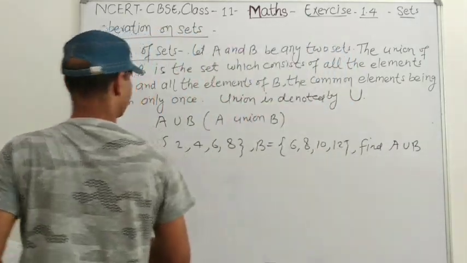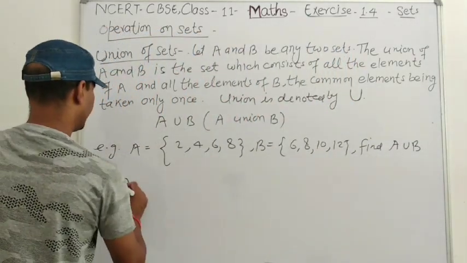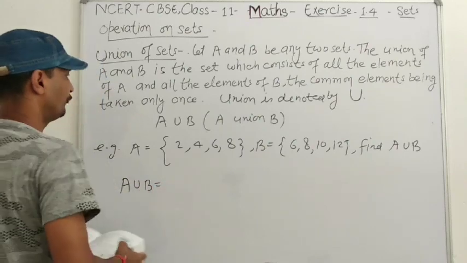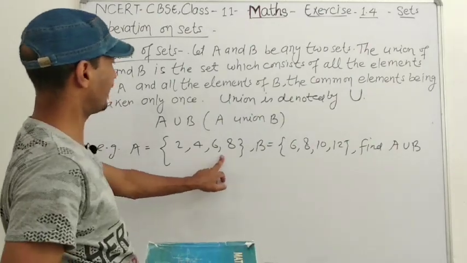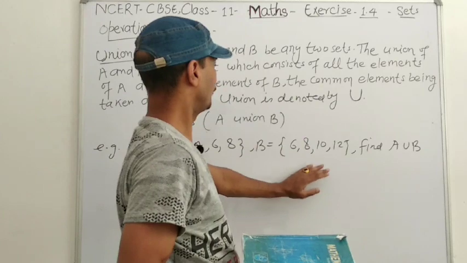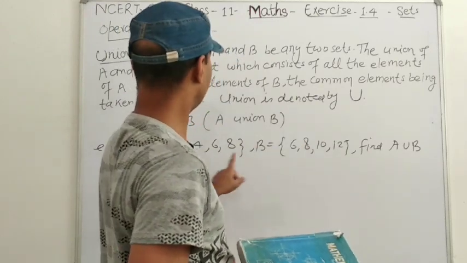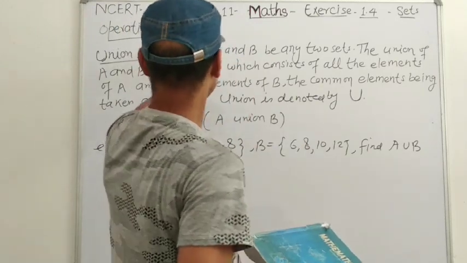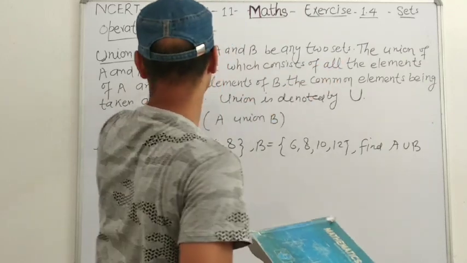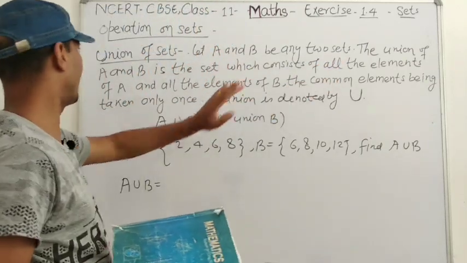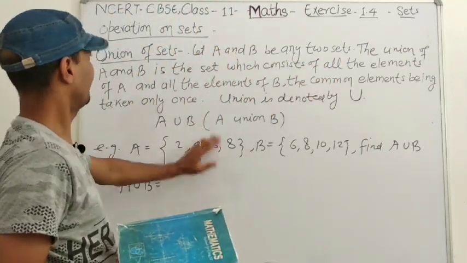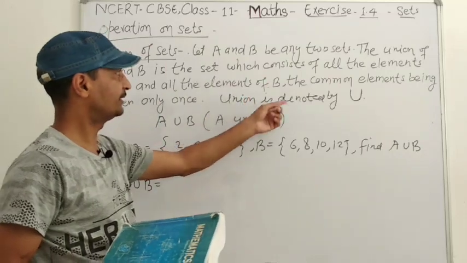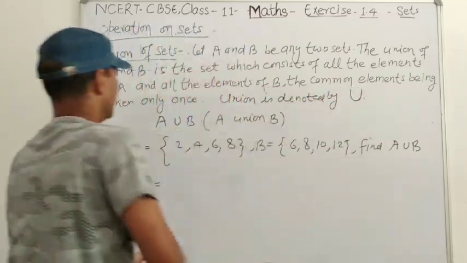So how to solve this? How to find A union B? Due to the definition, we should write all elements of A and also all elements of B. Only we can take common elements once. So let A and B be any two sets. The union of A and B is the set which consists of all the elements of A and also all the elements of B, but the common elements being taken only once.